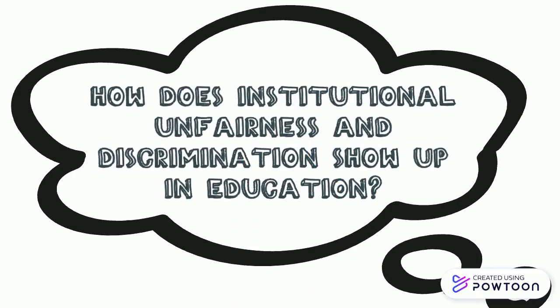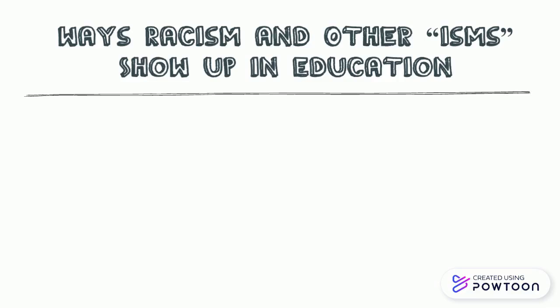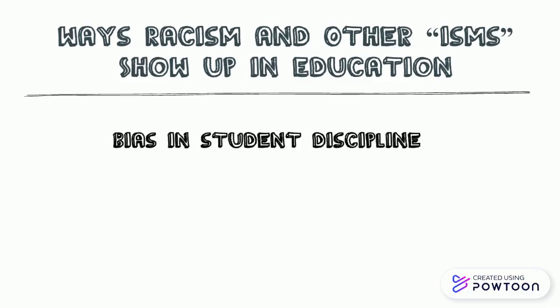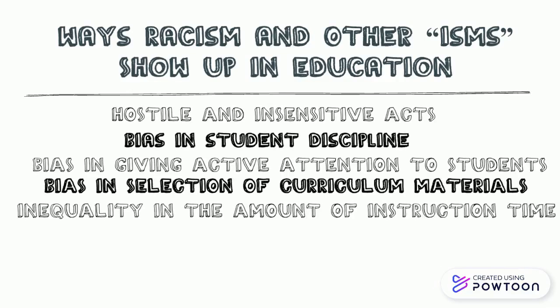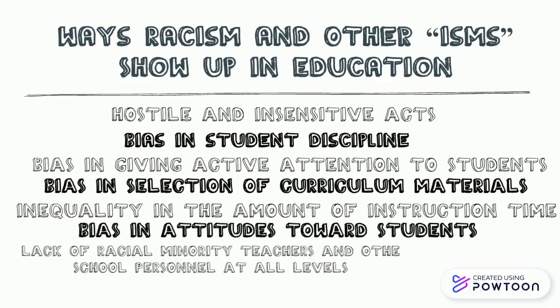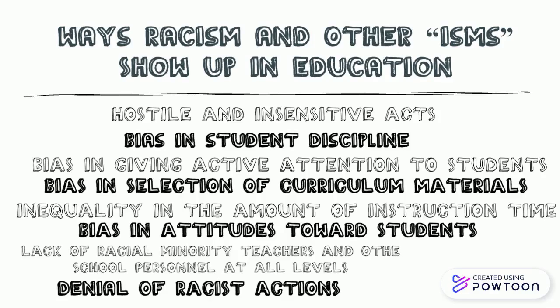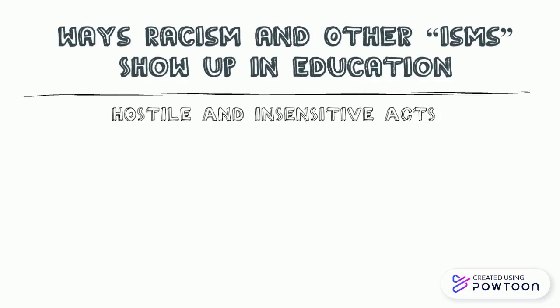As an educator, how does institutional unfairness and discrimination show up in education? In education, like in many other institutions, racism and other isms occur. These isms happen all over the country, and as educators, we need to be aware of them so we can be co-responsible and speak up for social justice. Hostile and insensitive acts may happen in the classroom, hallway, lunchroom, playground, and even faculty rooms.